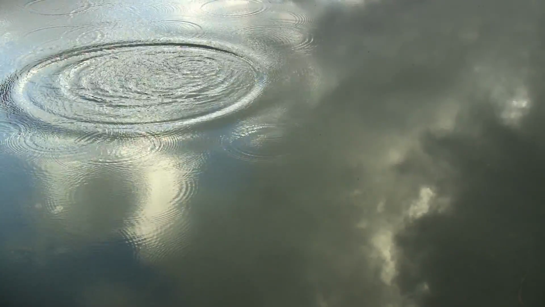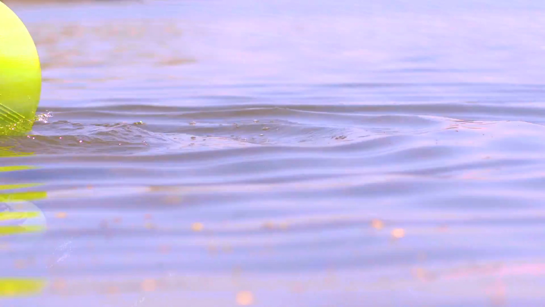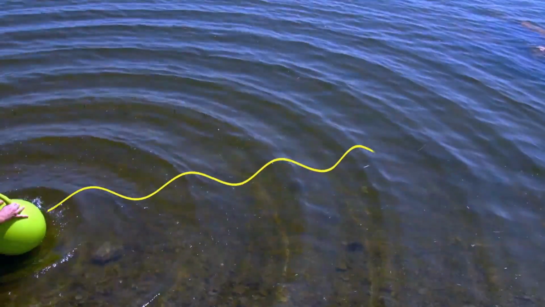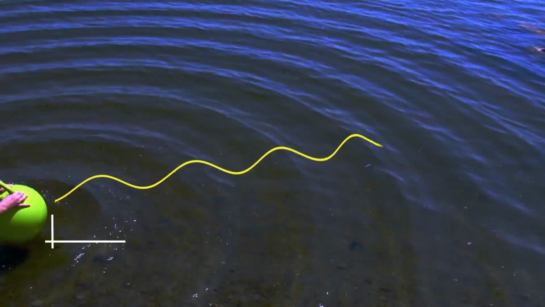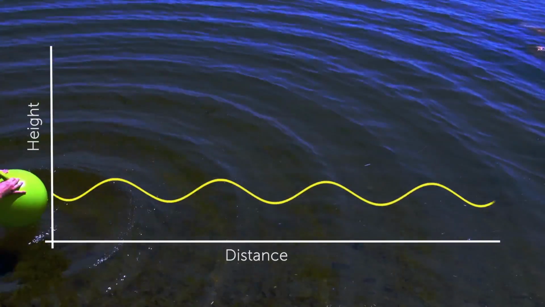In each example, there is something disturbing the water, and it is the energy from that disturbance that creates the recognizable pattern as it moves through the water. If we bounce a rubber ball into the surface of a pond, we can set up a regular pattern of waves, and the pattern can be represented mathematically. Using a graph, we could represent the wave height on the vertical axis and distance on the horizontal axis.